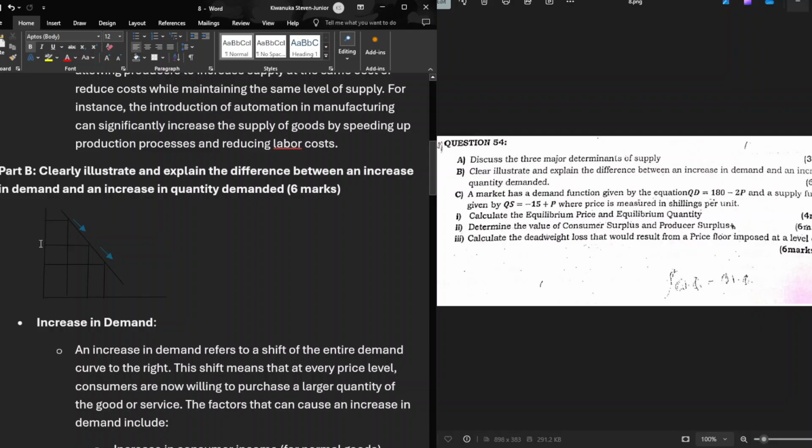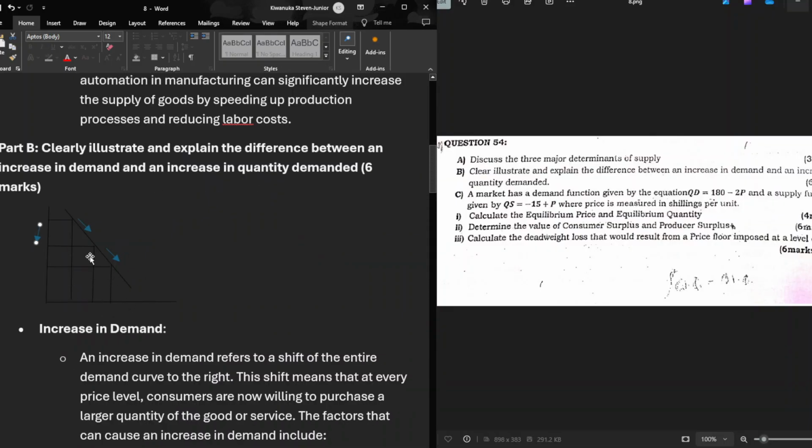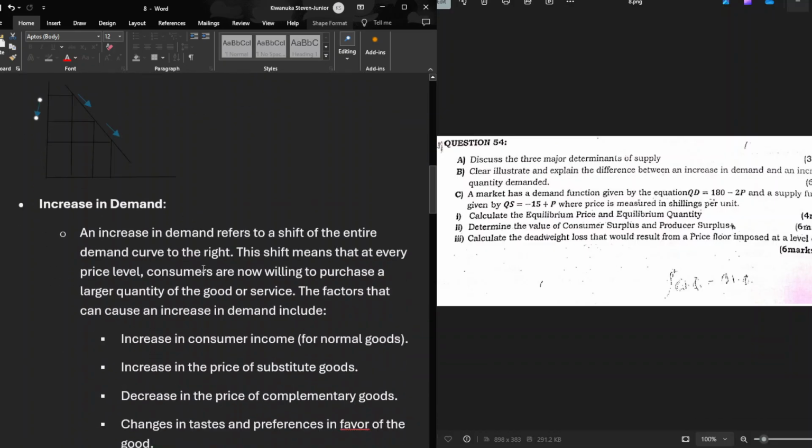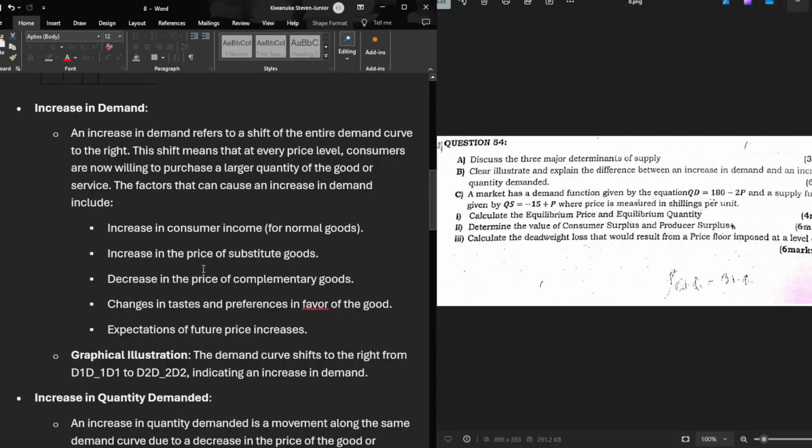P3 put here, P2 put here, P1 you put here, showing that as price decreases downwards, more of the good is demanded. So you should complete that table like this, curve like that, put the arrows down, you show that the quantity demanded down here is also increasing. So they are saying an increase in the demand curve refers to a shift of the entire demand curve.